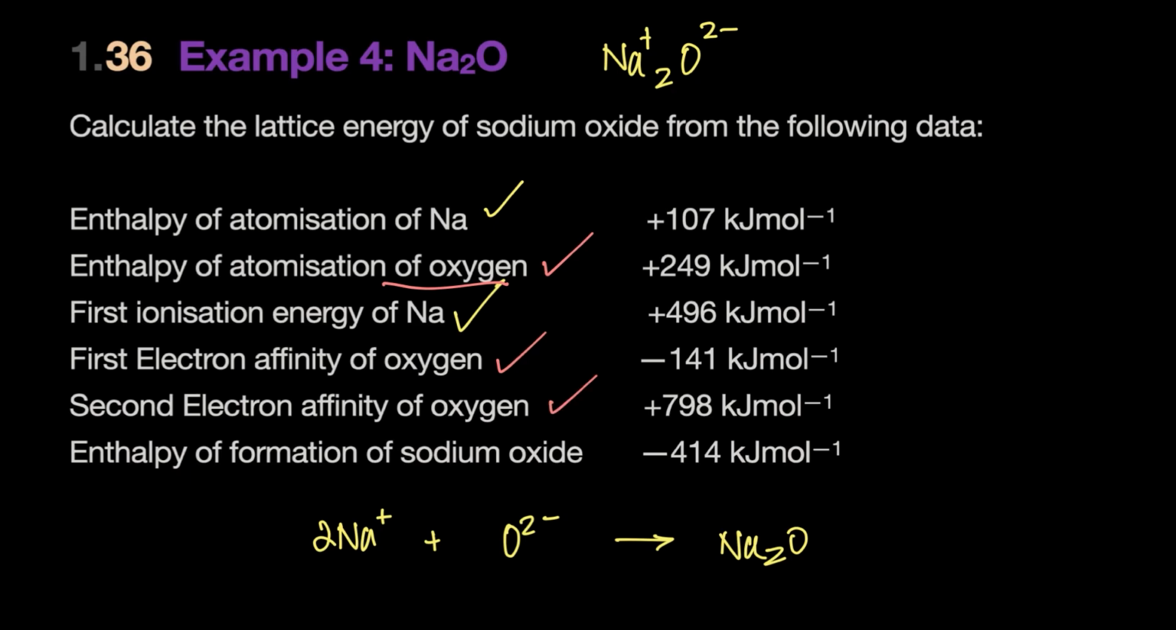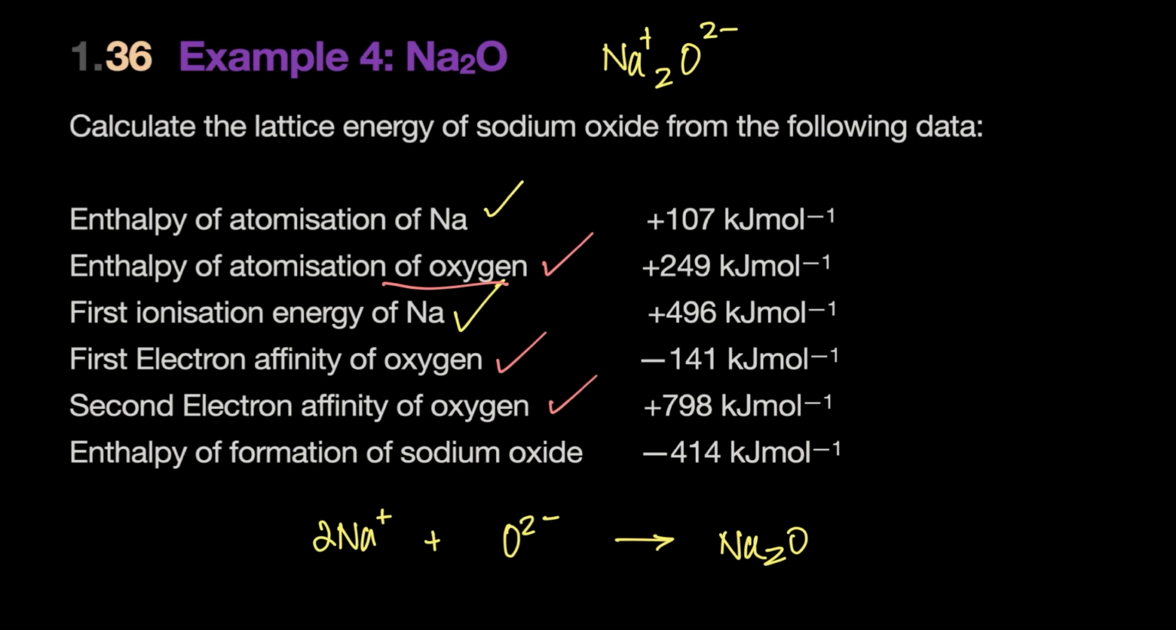If I'm given bond energies and not atomization, I will divide the bond energy by 2 to get the atomization before I start the question. That's the key. All right, always remember that. And the Born-Haber cycle for this Na2O, which I'll just show you right now.